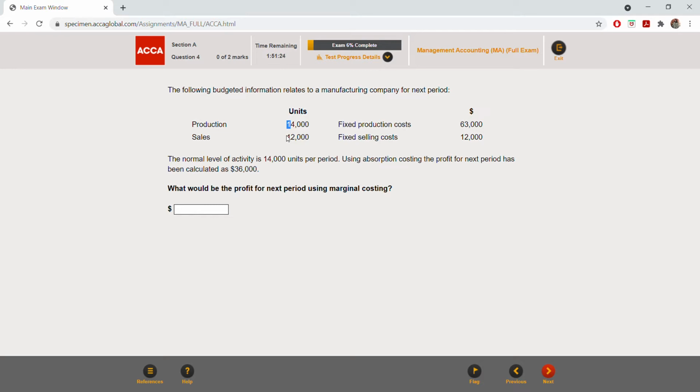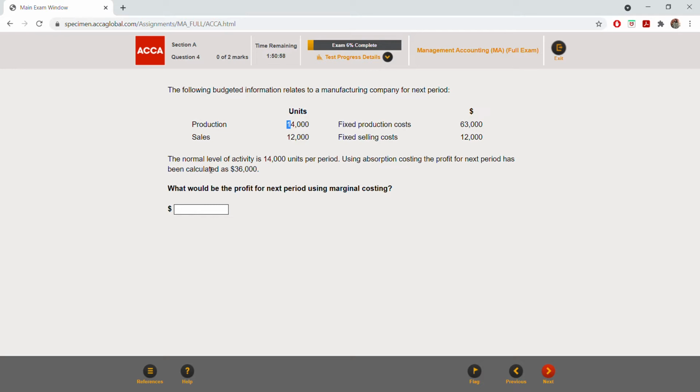If you're not understanding, just put some random number and see what's happening to the profit under absorption costing when inventory increases. When inventory increases, profit under absorption costing is higher than profit under marginal costing. So what is the difference in profit? It is the change in inventory times the overhead absorption rate per unit.